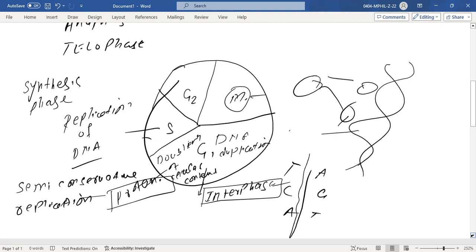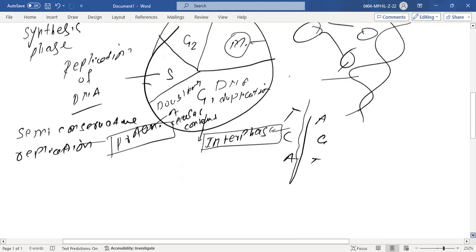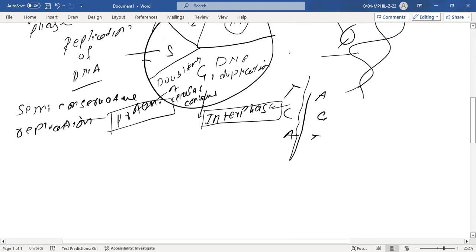Hopefully in coming topics we will talk about the central dogma and specifically what is replication, what is translation, transcription. All these topics we will discuss in future. Okay, are you getting this point? Let's move to the next one.